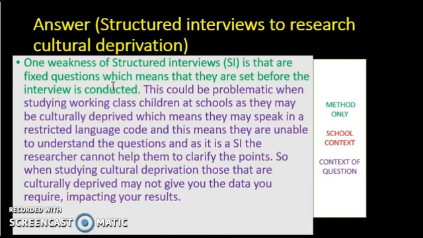You can't elaborate on it, and that is really problematic, especially if you're studying something like cultural deprivation. They end the paragraph with, so when studying cultural deprivation, those that are culturally deprived may not give you enough data that you require, and this is going to have an impact on your results. So this student does a little bit better than the previous one in the first example.